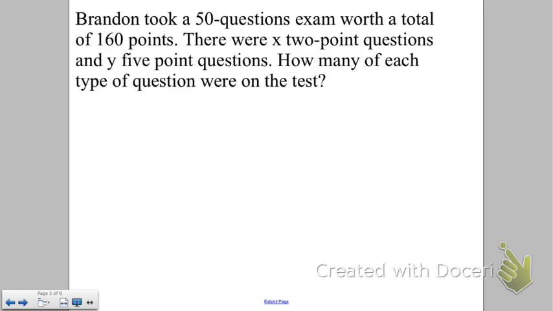And the last question. Brandon took a 50-question exam worth a total of 160 points. There were x 2-point questions and y 5-point questions. How many of each type of question were on the test? Take a second to copy down the question.